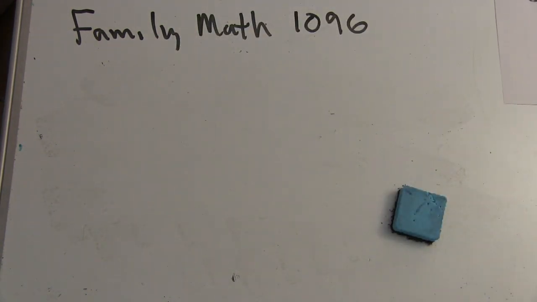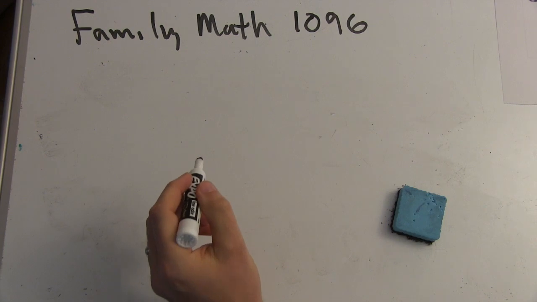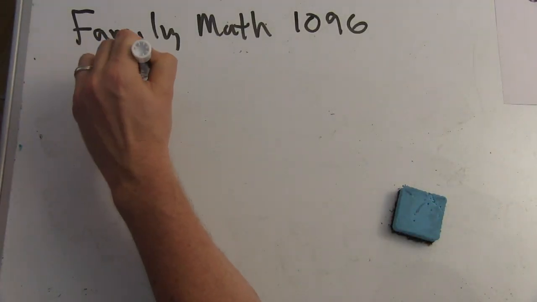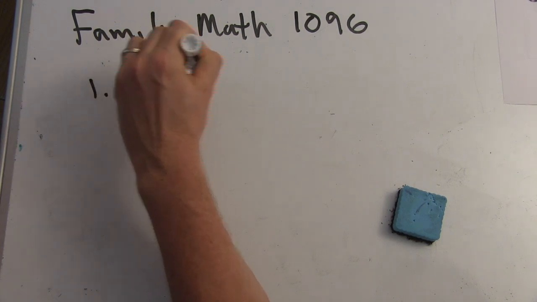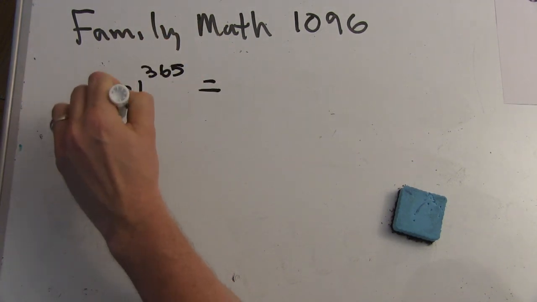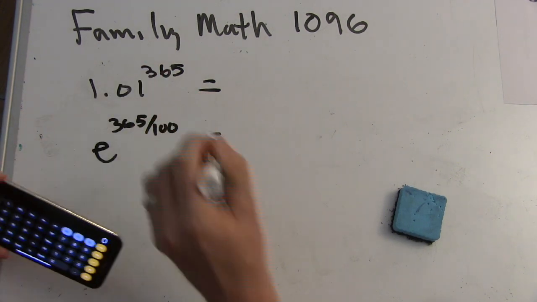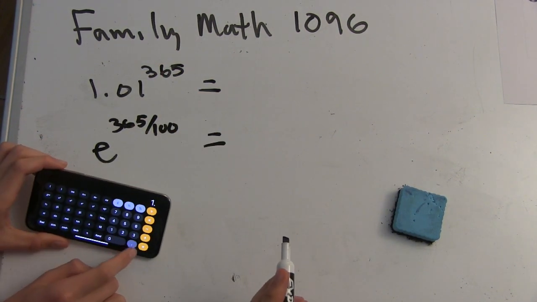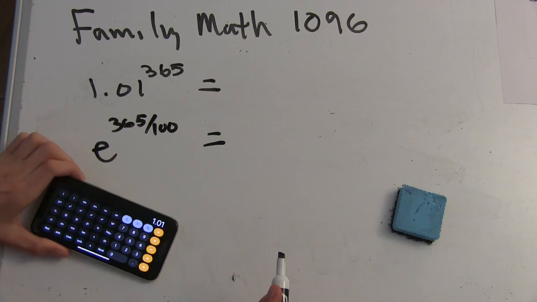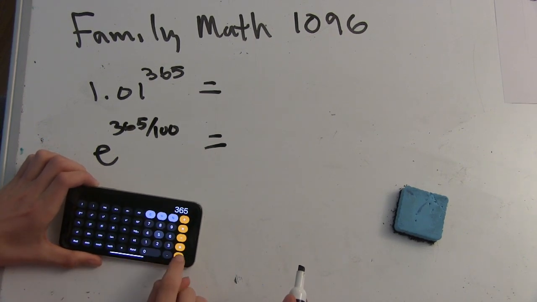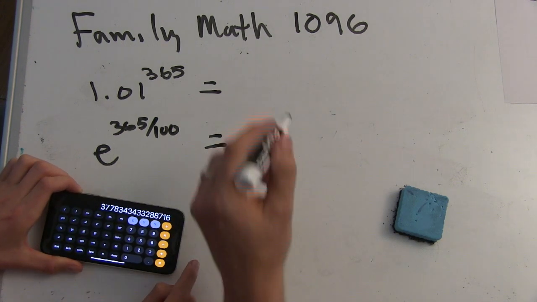So 1.01, actually, you want to do these out on the scientific calculator? 1.01 to the 365 is something, and e to the 365 divided by 100, or e to the 3.65 if you prefer. So 1.01 to the 365, let's call it 37.78.